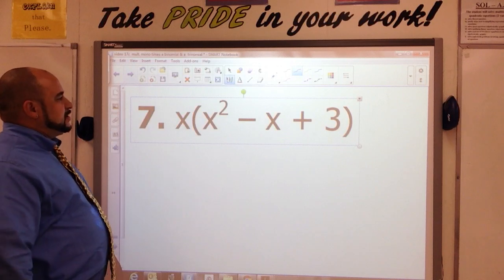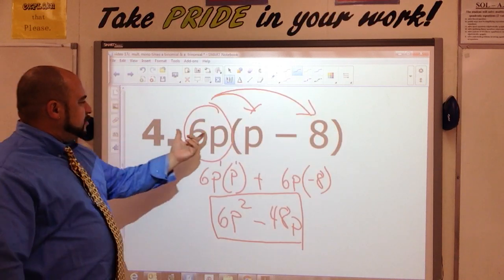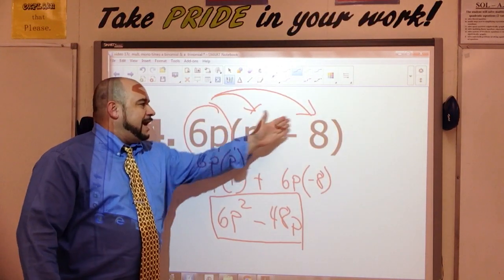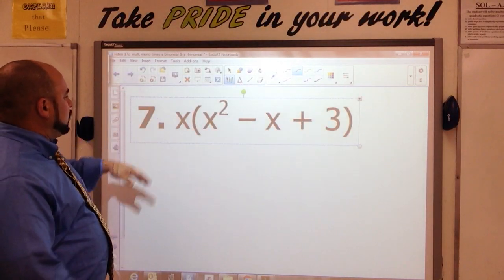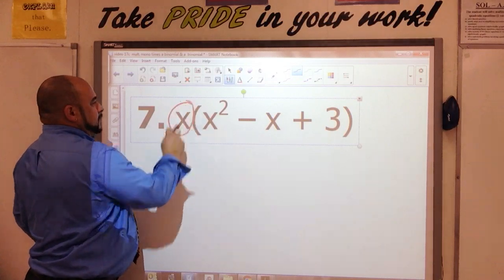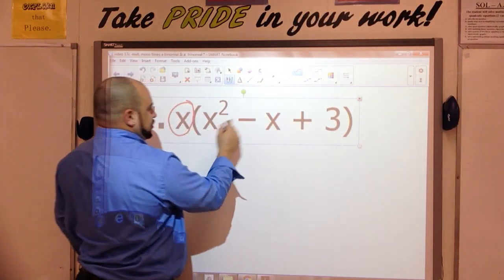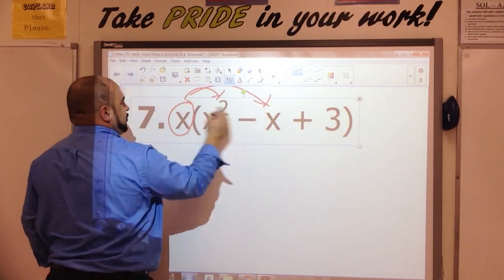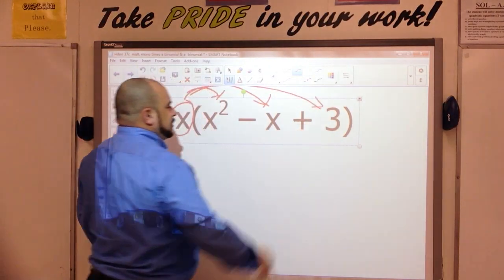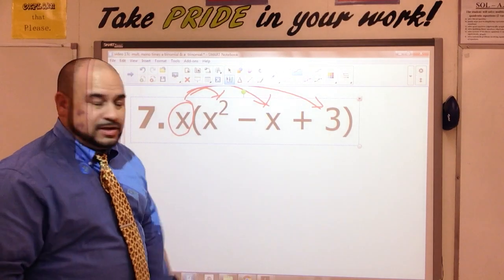Now we're looking at number 7. We just went from a monomial to a binomial. If you remember, a binomial has 2 terms. Now we're going from a monomial to a trinomial, because there are 3 terms. Same concept, you're going to distribute to 3 different terms.